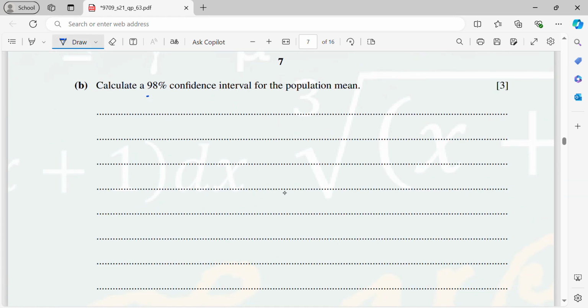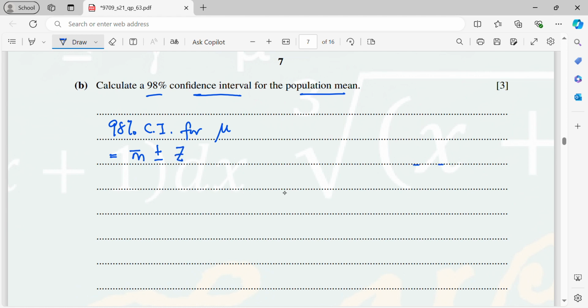Now calculate the 98% confidence interval for the population mean. So now here, 98% confidence interval for mu, right? For mu, then this is going to be x bar plus minus z.